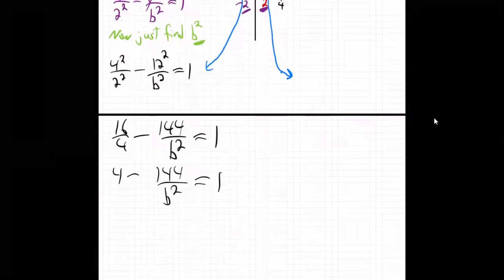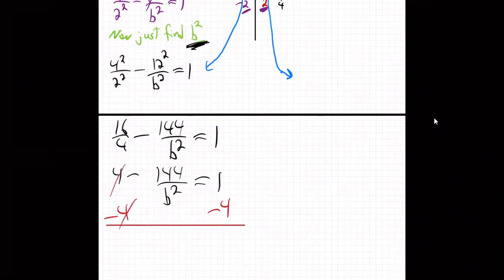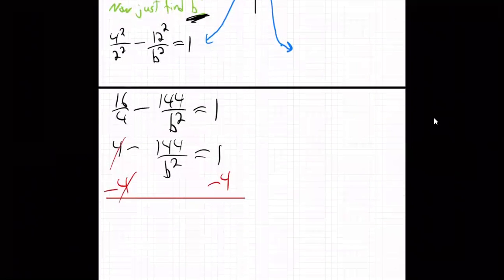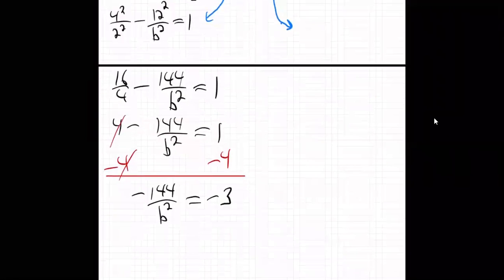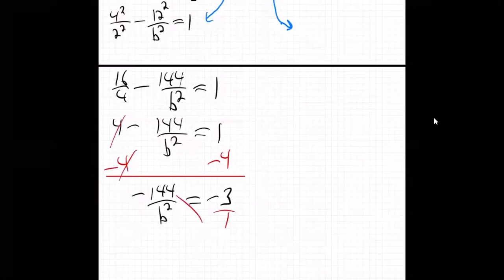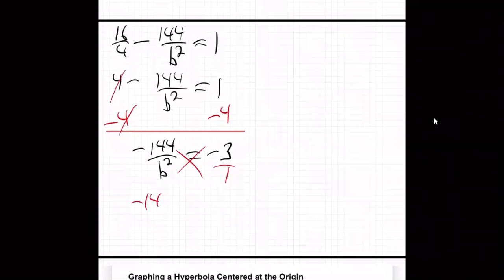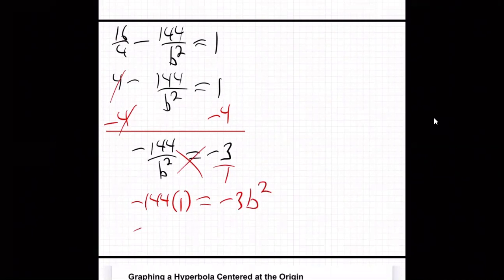Okay, now we're just finding b squared. So subtract 4 from both sides. And so what do we got? Minus 144 over b squared is minus 3, isn't it? Okay, so now what? Put this over 1, diagonal, diagonal. You've done this a million times. Minus 144 times 1 is minus 3 times b squared. So that means minus 144 is minus 3b squared. Last step, divide by minus 3.